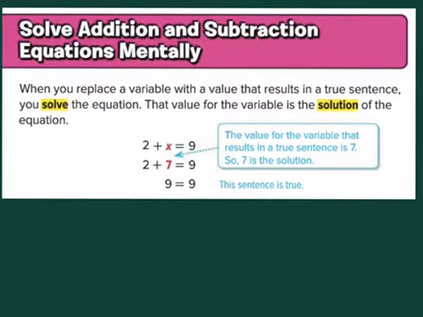Go ahead and flip to the next page of your packet. We're going to take a look at solving addition and subtraction equations mentally. This is talking about when you replace a variable with a value that results in a true sentence, you solve the equation. That value for the variable is the solution. A lot of times you think about the solution being the actual answer to the problem. In this particular case with equations, the solution is what the variable is equal to. In this example, 7 would be your solution. 2 plus x equals 9. 2 plus 7 equals 9, so 7 is the solution.